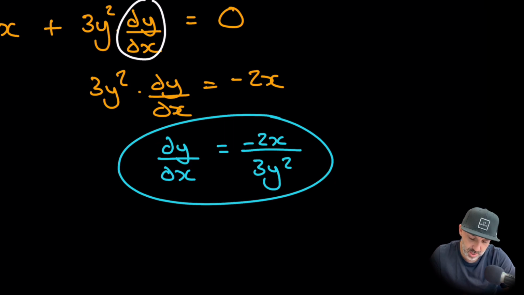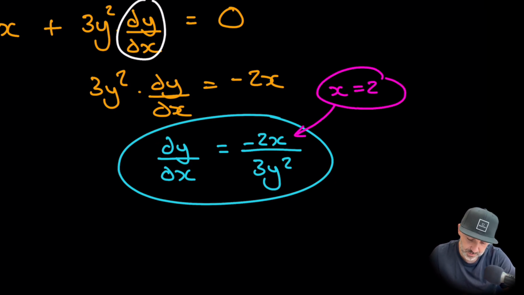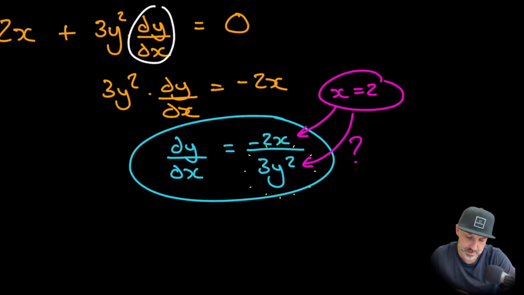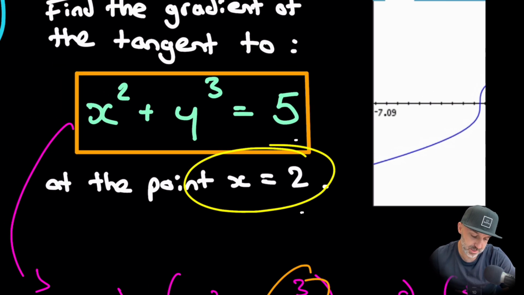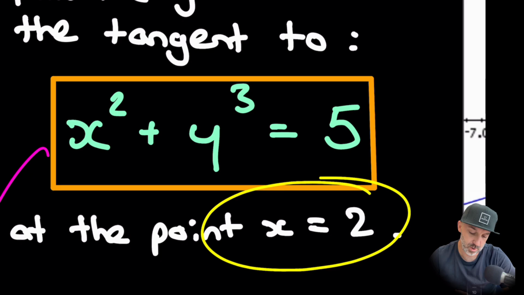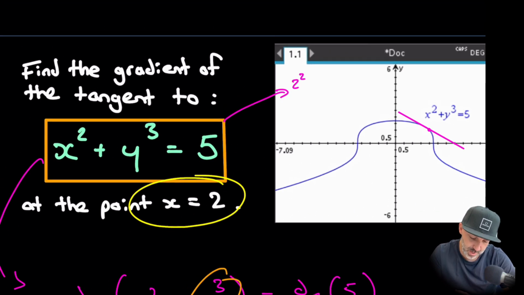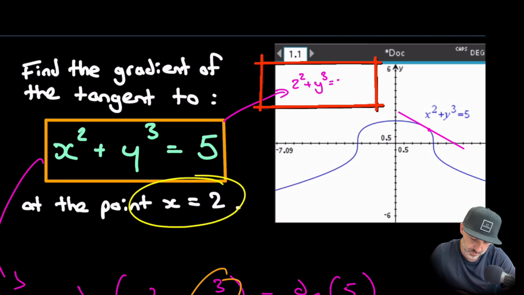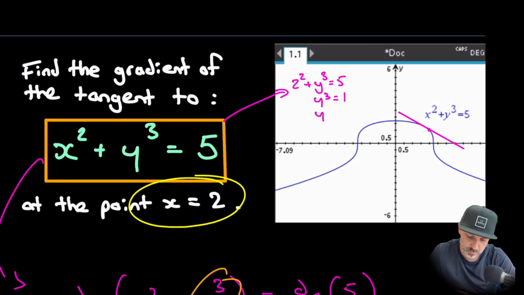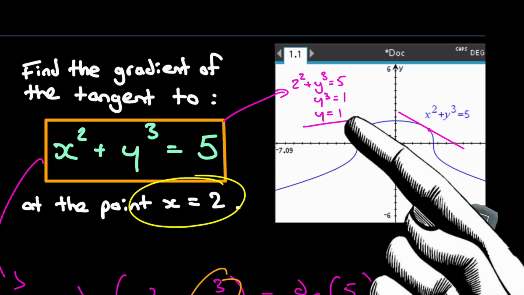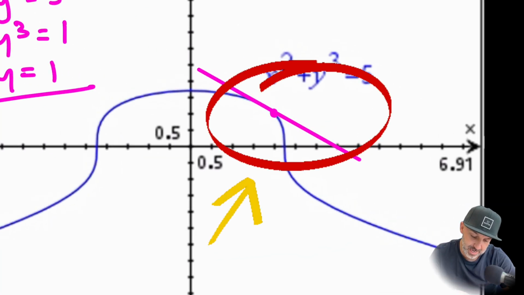But the thing is that they only gave us the value of x is equal to 2. And in order to solve this, we would need to sub in a value for y also. So we need to go ahead and find that value of y. So what we'll do is we'll use that 2 that they gave us and we'll plug it into the original function, which is x squared plus y cubed is equal to 5. Now I'll just do this up over here. So if 2 squared plus y cubed is equal to 5, then y cubed is equal to 1, and therefore y is the cube root of 1, which is 1. So therefore the value over here is actually (2, 1).